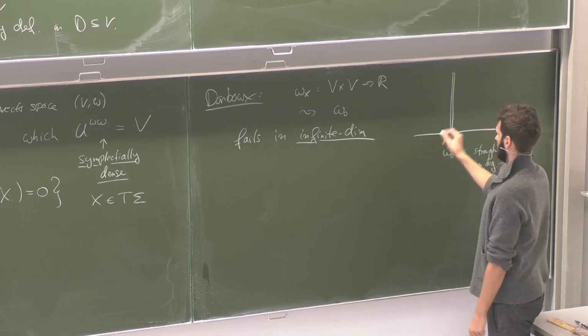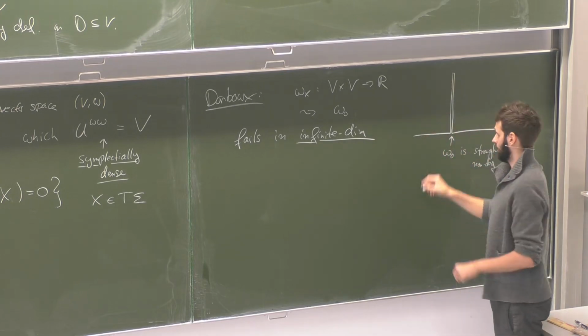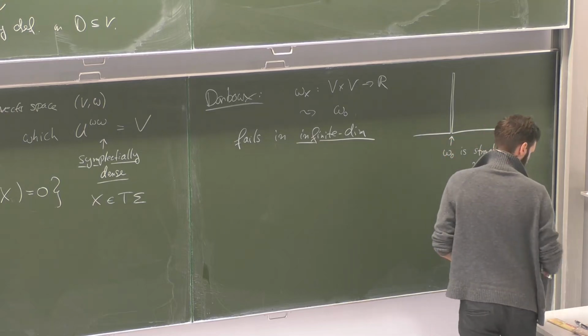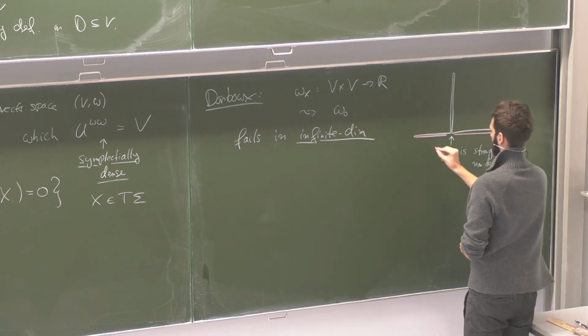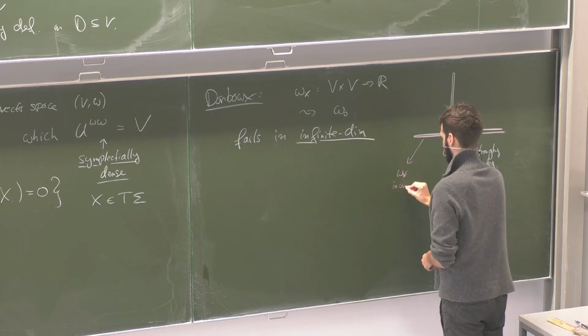So what we can do is construct an example where it's strongly non-degenerate at one point, but outside of that one point, it's only weakly non-degenerate. So all of here, omega x is weakly non-degenerate.